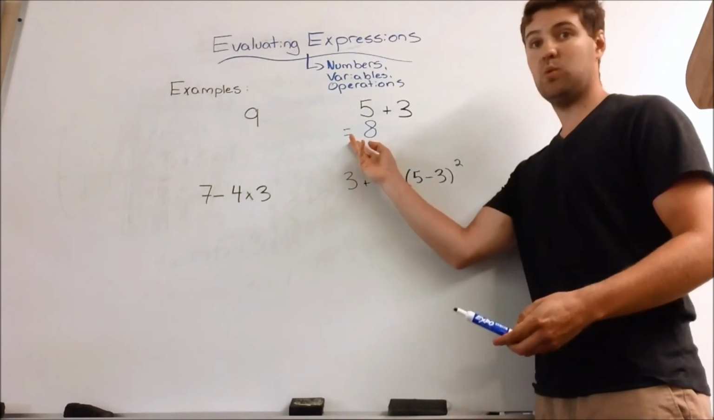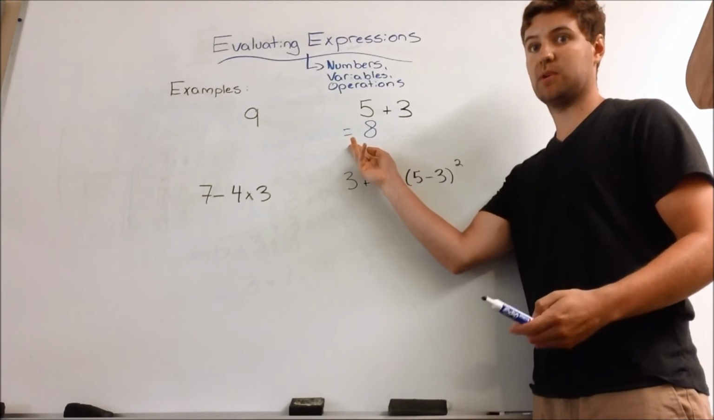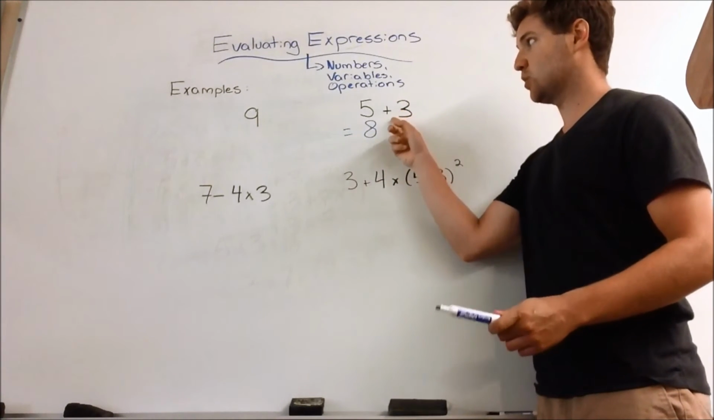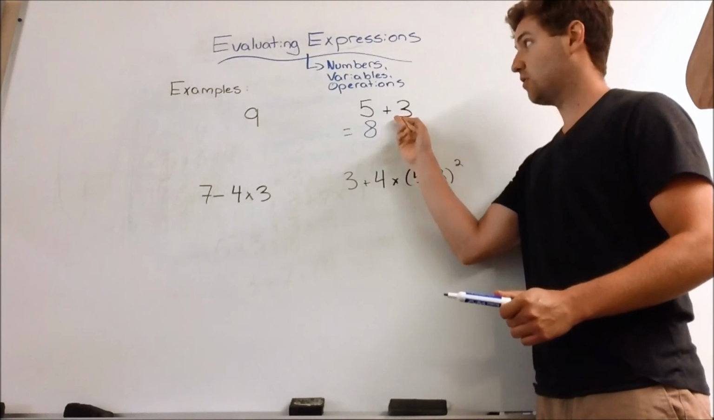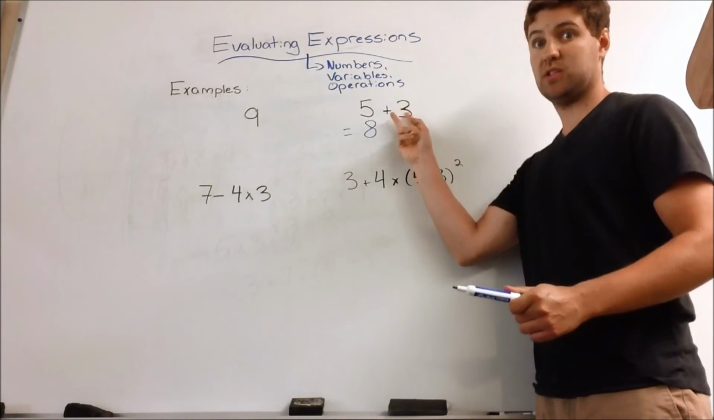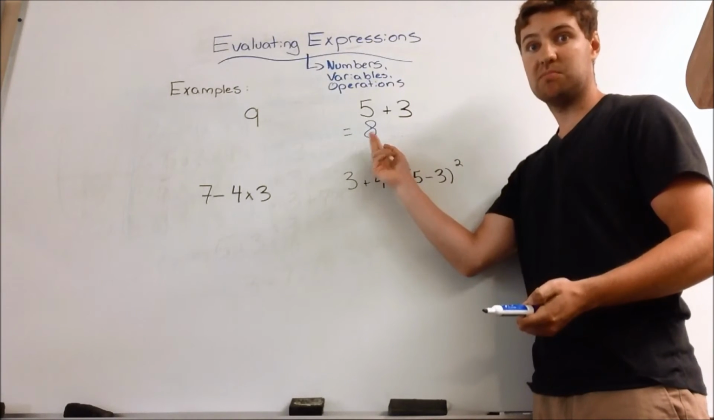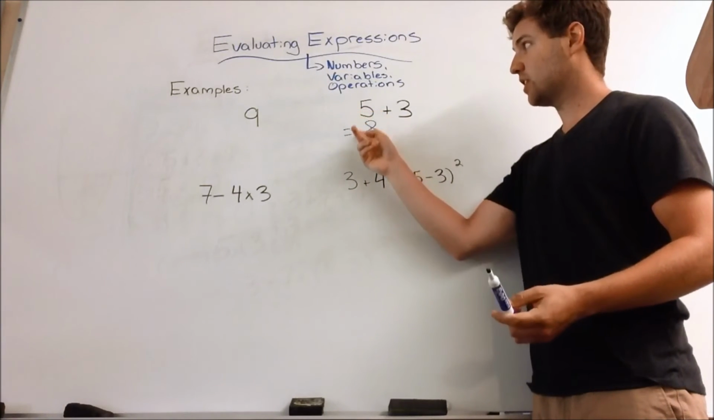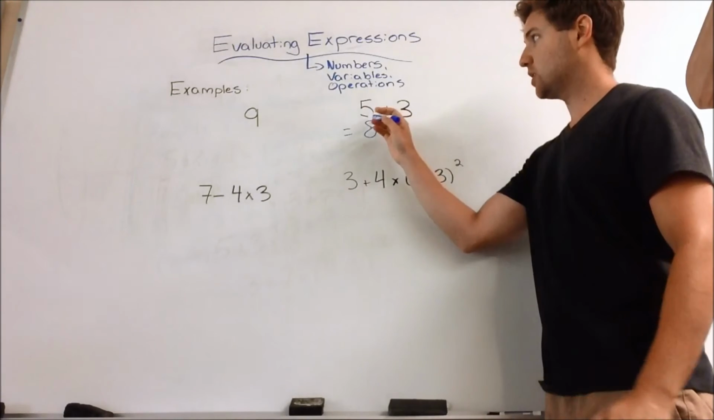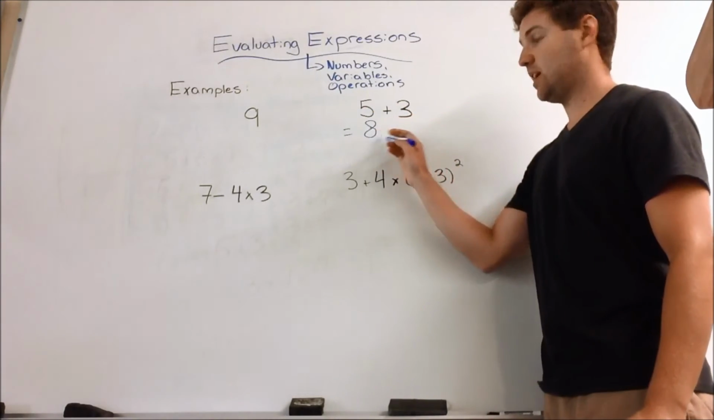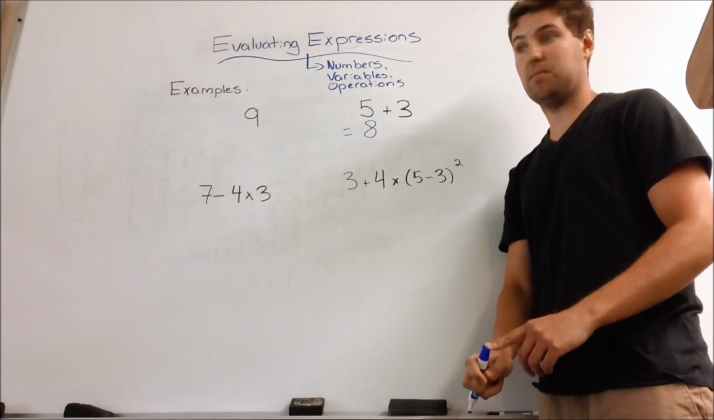Now you may be saying, whoa, there's not supposed to be equal signs in expressions. Well, what we've just done is we've created two different expressions. 5 plus 3 is an expression, right? Two numbers and an operation. 8 is also an expression, a single number. And we just created two expressions that are equal. So this line is an expression, and this line there is an expression as well.